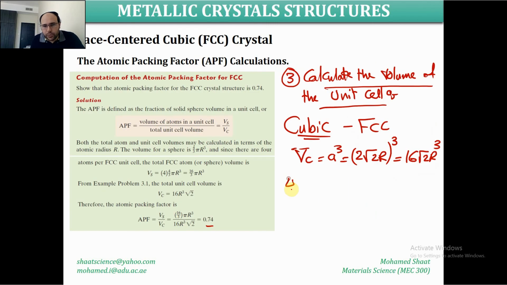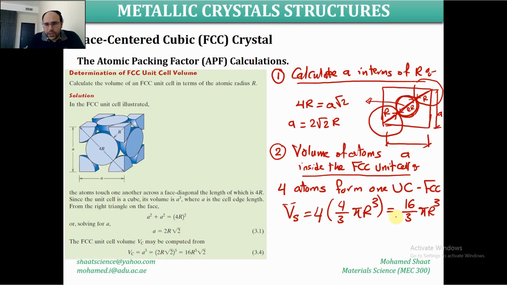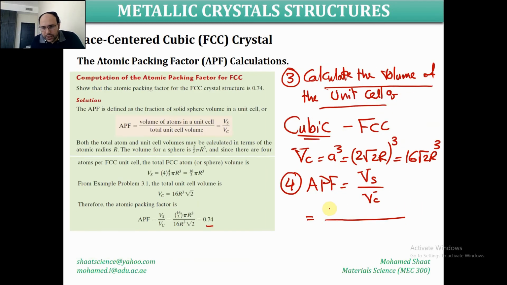Then your objective is just to plug these calculations into this formula. Now you're going to calculate the atomic packing factor, which is equal to the volume of all the atoms divided by the volume of the unit cell. The volume of all the spherical atoms we got as 16 over 3 pi r cubed, divided by the volume of the unit cell, which we got as 16 square root of 2 r cubed. Simply the r cubed cancels with the r cubed, the 16 cancels with the 16, and the 3 moves to the denominator. This gives us at the end pi over 3 square root of 2.